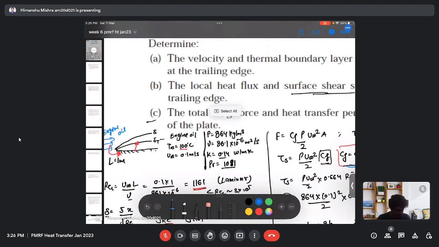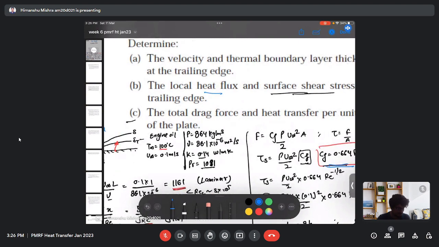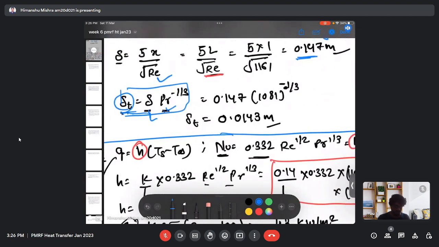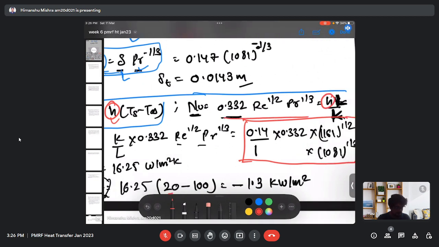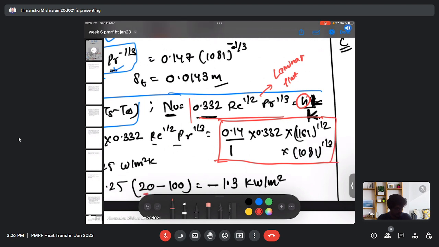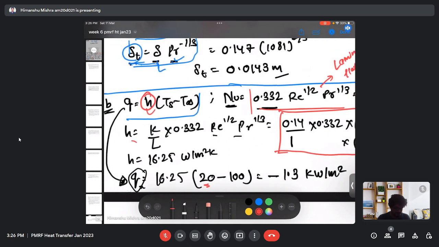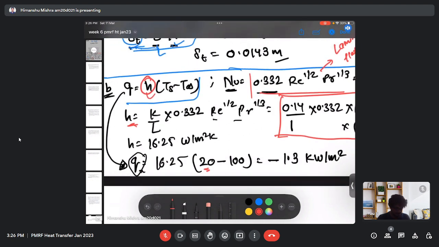Then in the next part, we have to determine the local heat flux and surface shear stress. We will always be using Newton's law of cooling to determine the heat flux. But the main question is the heat transfer coefficient. So we need to find the local heat transfer coefficient by using this correlation, which is valid only for laminar flow past a flat surface. We calculate the heat transfer coefficient from this correlation, and then we use Newton's law of cooling to determine the local heat transfer.